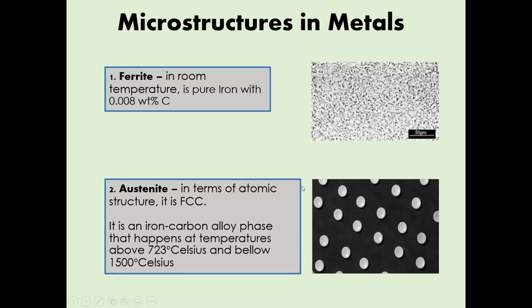So when we say that the phase of the metal is austenite, it arranges in a diagonal or linear way. It is an iron carbon alloy phase that happens at temperatures above 723 degrees Celsius. So this is a heated iron carbon alloy. So that is austenite.